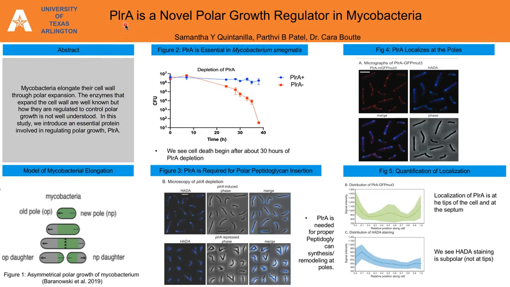As we said earlier, mycobacteria elongate through the poles. Here we see that the old pole elongates more than the new pole. Then cells divide and the process occurs all over again.